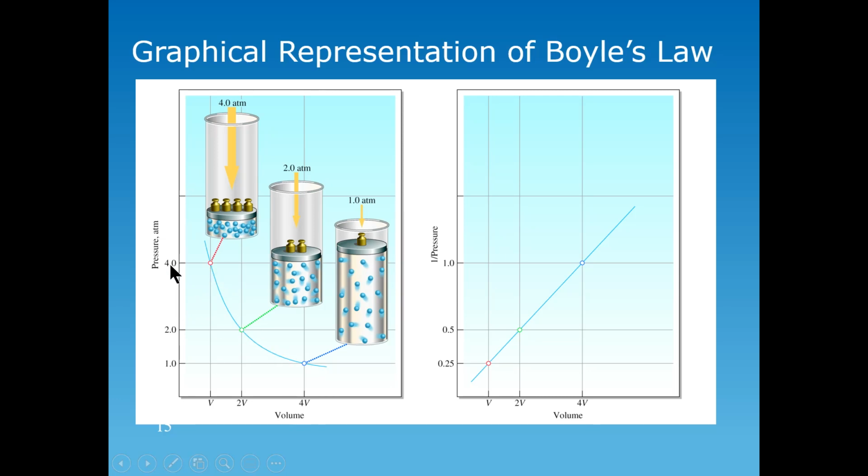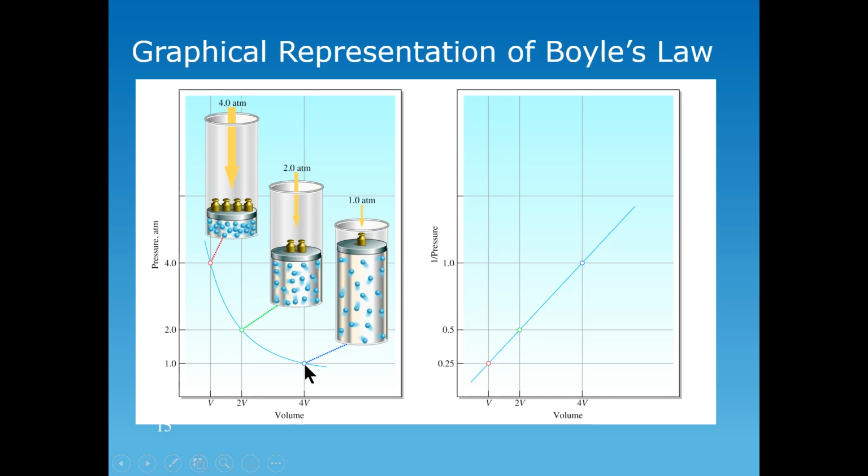So for example, if you start with a pressure of 4.0 atmospheres and the volume is V, then as you increase the volume, double the volume actually, from V to 2V, then the pressure is reduced proportionally from 4 to 2 atmospheres. And then if you continue to increase the volume, again doubling it from 2V to 4V, then you see that the pressure is reduced to the same extent from 2.0 atmospheres to 1.0 atmospheres.